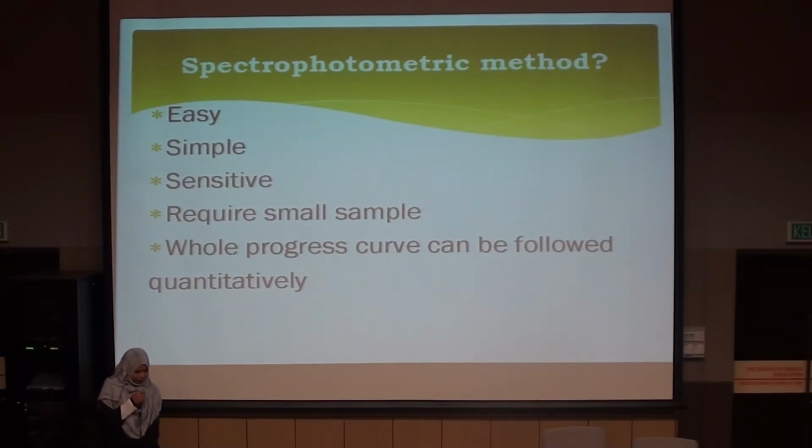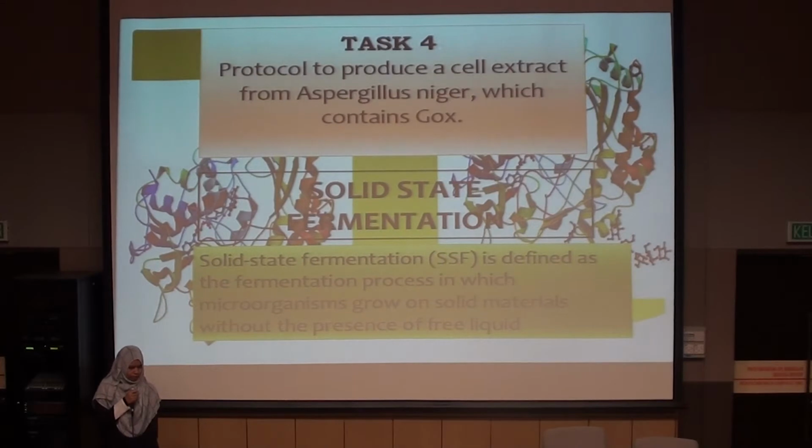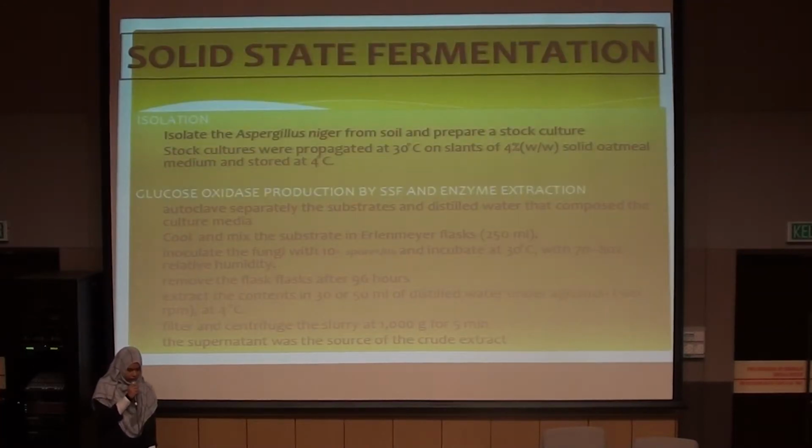Next, I will explain the protocol to produce a cell extract from Aspergillus niger. For this, we use solid state fermentation, which is defined as the fermentation process in which microorganisms grow on solid material without the presence of free liquid. We first isolate the Aspergillus niger from the soil, and then we autoclave it separately from the substrate and distilled water. Then we cool and mix the substrate in the flask, and then we remove it after 66 hours, and then we filter and centrifuge the slurry to get the supernatant.